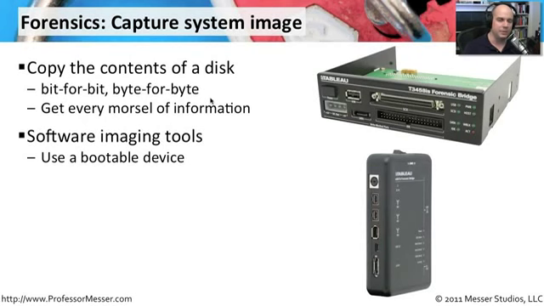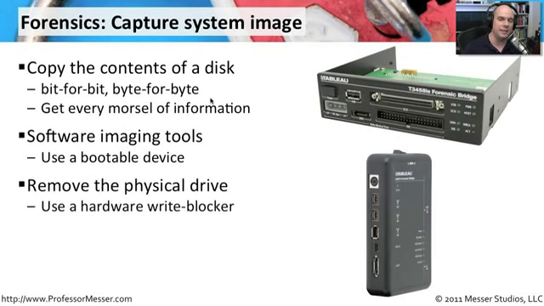Now, sometimes this bootable device isn't available, or doing it by software perhaps isn't the best way to go about it. You'd like to remove the disk from the system itself and plug it into a device that will allow you to do a copy of that disk, but ensure that nothing could ever write to the disk. And to do that, you would need one of these hardware-based blockers. What you do is plug your drive in, and it's a one-way device. It's a one-way bridge that will allow you to read anything you would like from that media.